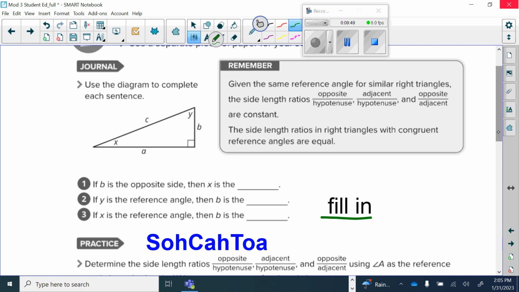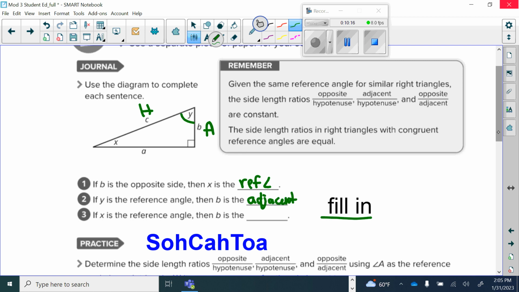If B is the opposite side, that makes this the reference angle, right? So X is the reference angle. If y is the reference angle, so now we erase that, and we put the reference angle there, then b is called the what side of that? Remember, that's the hypotenuse. This is the side next to it, so that's the adjacent side.